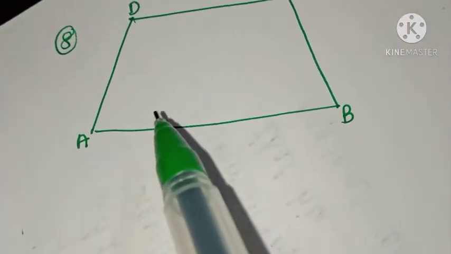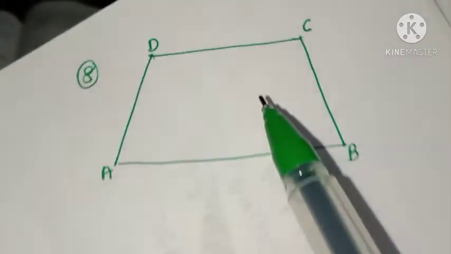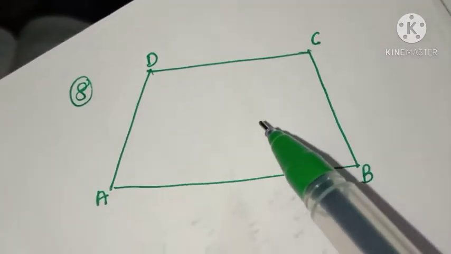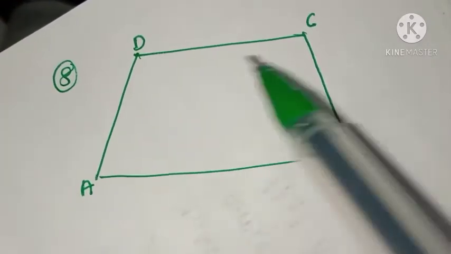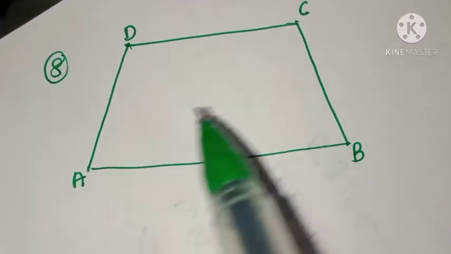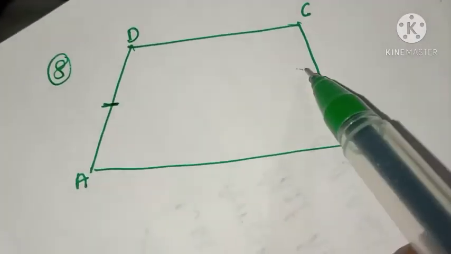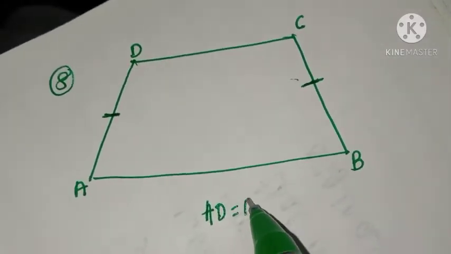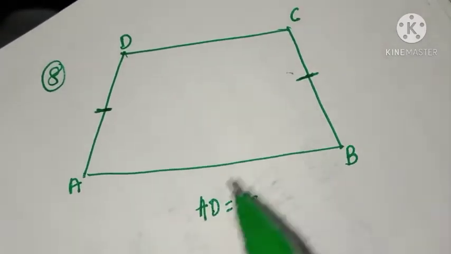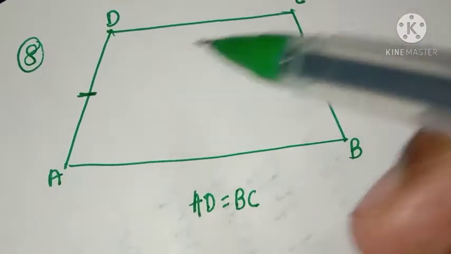Question number 8. In the question it is given that ABCD is a trapezium. Trapezium means one pair of opposite sides is parallel, and the other two opposite sides are non-parallel. But in the question it is given that these non-parallel sides are equal. AD is equal to BC. This is given. Okay, so to prove that, listen.